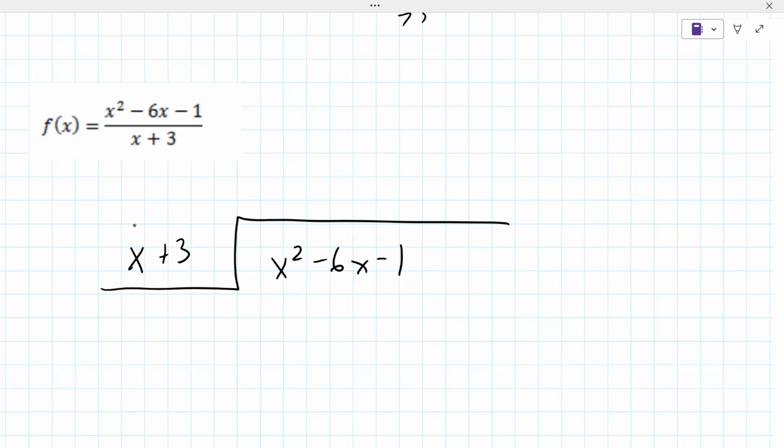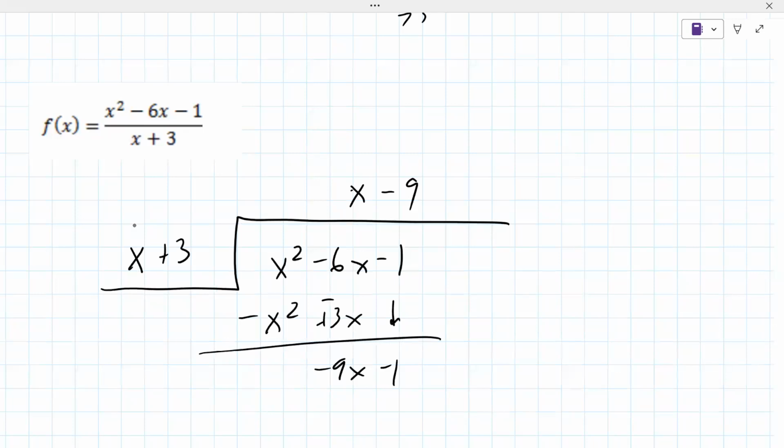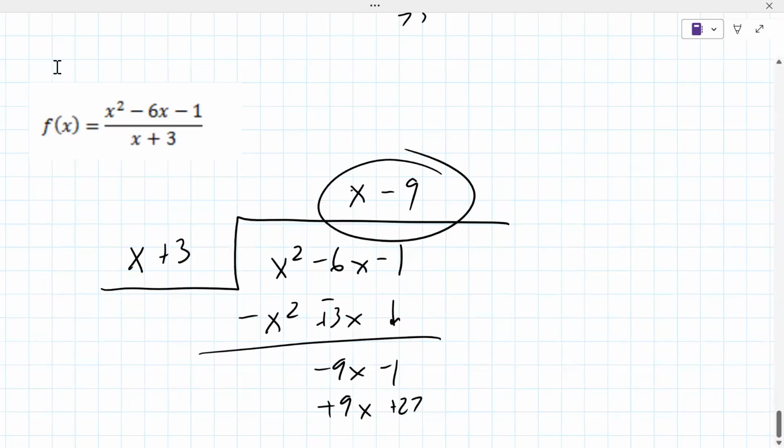Yeah, x minus 9 for that one. So x, you said minus 9? Yes. X squared plus 3x, change the signs. Minus 9x, bring down the negative 1. Minus 9x minus 27. Very good. So that's your slant asymptote. There you go. That's perfect. Any questions on that? No.